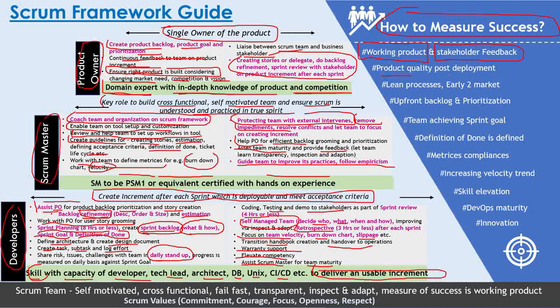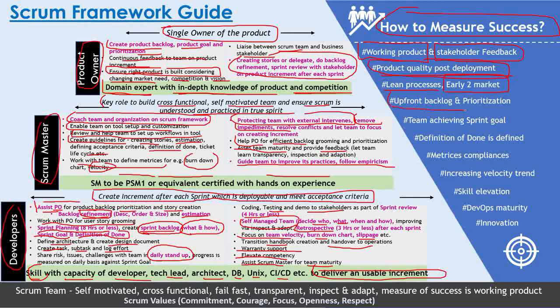Another criterion is the product quality. Since we believe in transparency, inspection, and adaptation, product quality is very important. If you are delivering a quality product, that's another way of looking at success. There have to be lean processes. As I said, we focus on building the increment rather than processes and documentation. So the process has to be lean, and we have to be agile. We have to be fast going to market. We have to deploy more frequently so that we can gather feedback from the stakeholders. So this is another criterion to measure success.